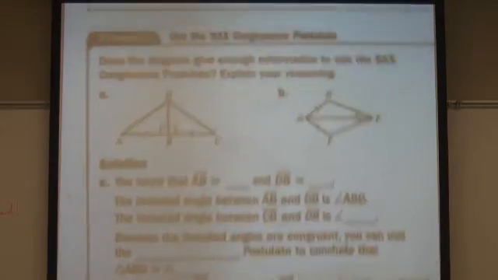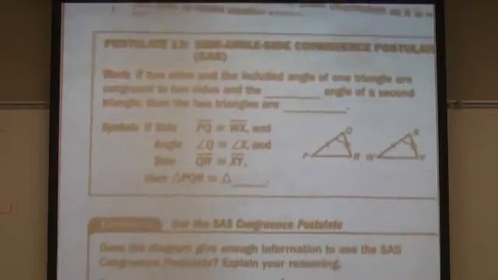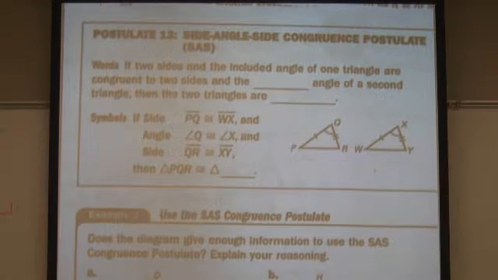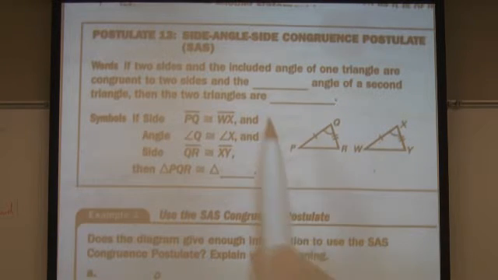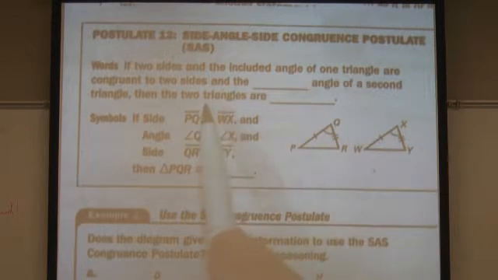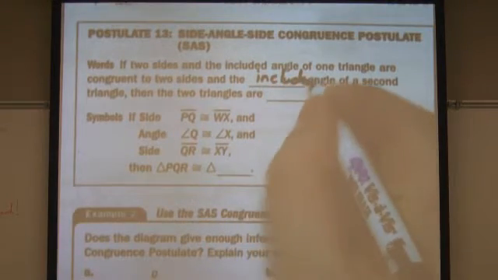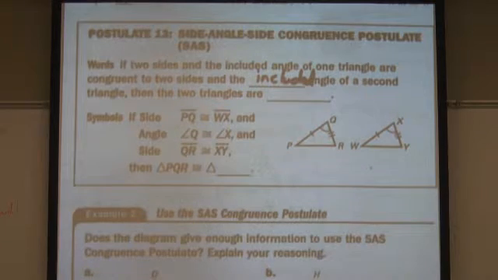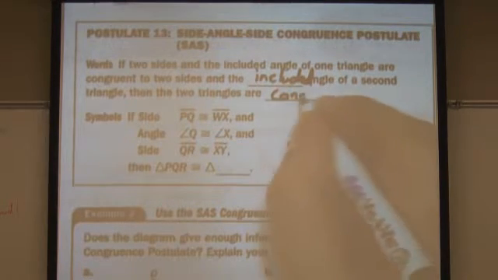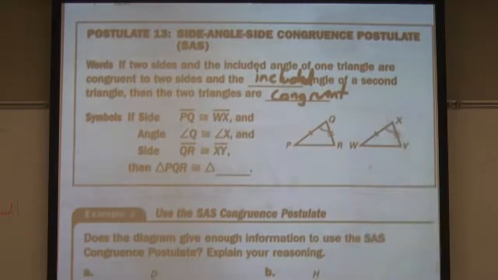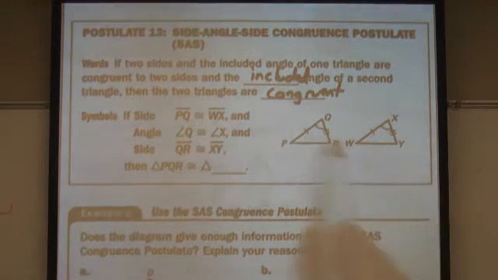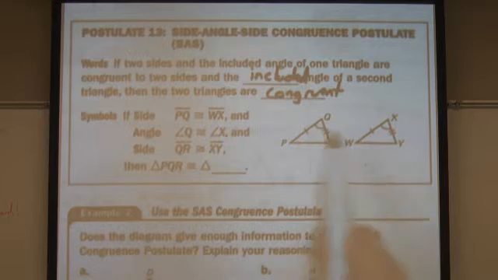So the side, side, side, or SSS postulate is one of them that we're going to work with today. The other one we're going to work with is called the side angle side postulate, which is abbreviated SAS. And that simply says if two sides and the included angle of one triangle are congruent to two sides and the included angle of a second triangle, then the two triangles are congruent. So what does it mean to be included? The included angle is just simply the angle that's between the other two sides.